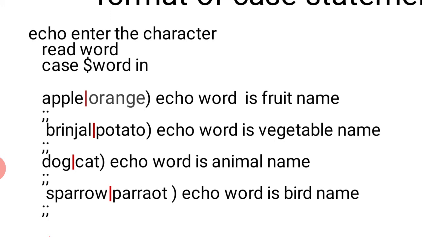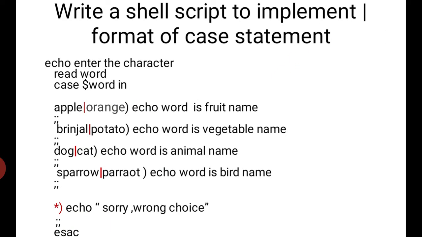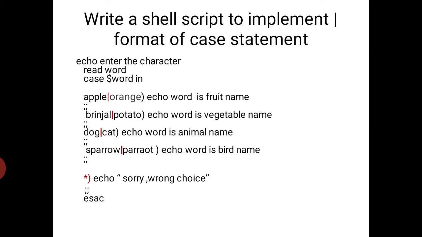The third one is: if the word entered by the user is dog or cat, either of the words, the statement echo word is animal name will be executed. The last one is sparrow or parrot. Each word is a bird name. So this type of pattern is new in Linux. Maybe you have not used this type of pattern in any other language.